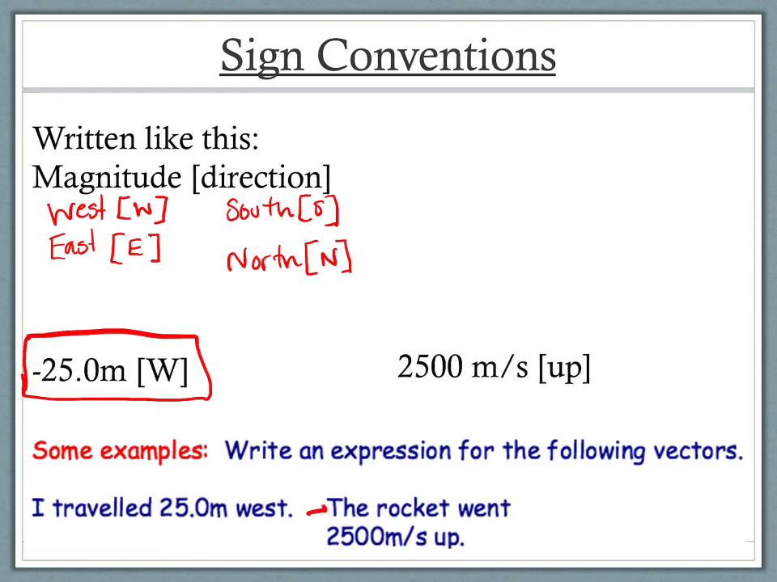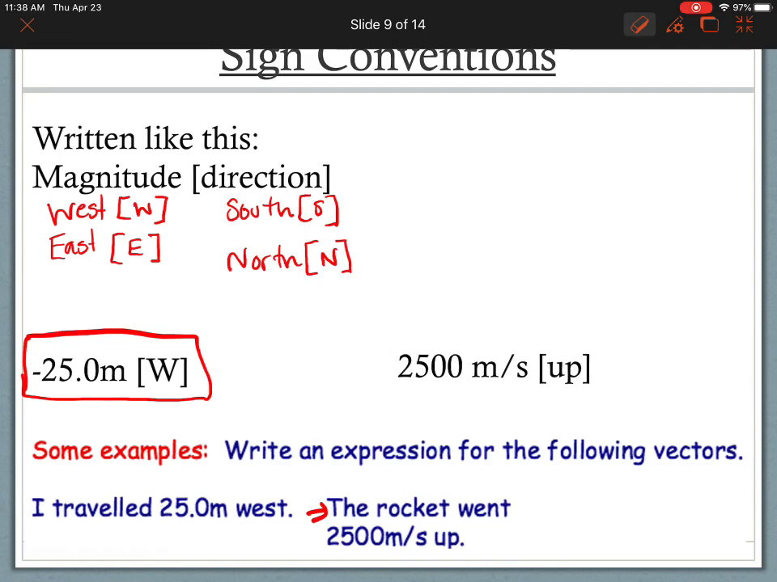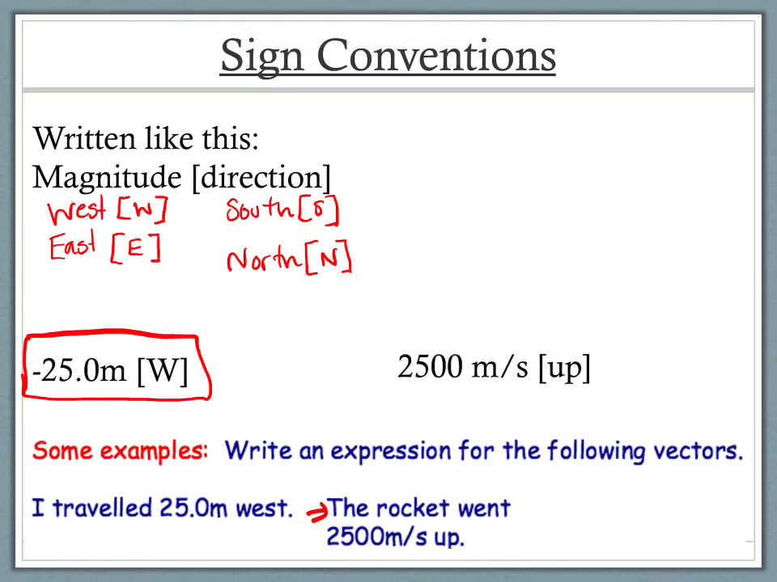Now the 2,500 meters per second rocket going up, since up is the positive, we don't need to actually put anything in front. You can put a positive if you want to, but you don't have to. If there's nothing there, we just assume that it's positive. And then if there's a negative there, then of course it's negative. Okay? And that's really important. I know it's finicky, but it really helps you keep track of things and helps you calculate displacement when you have some negative and positive directions going together.